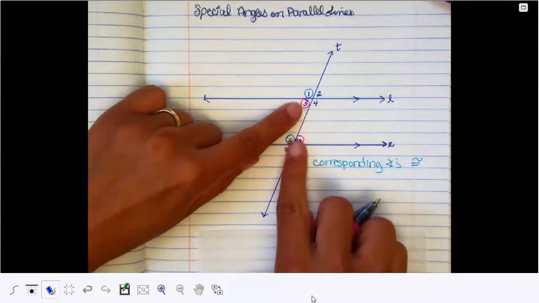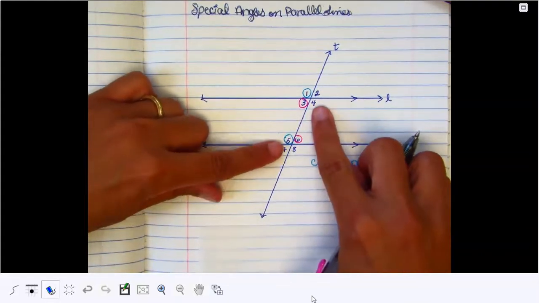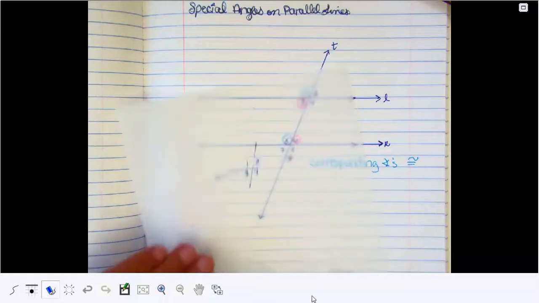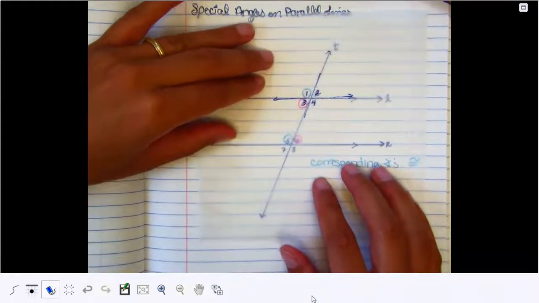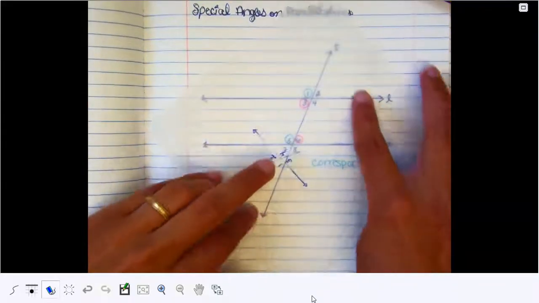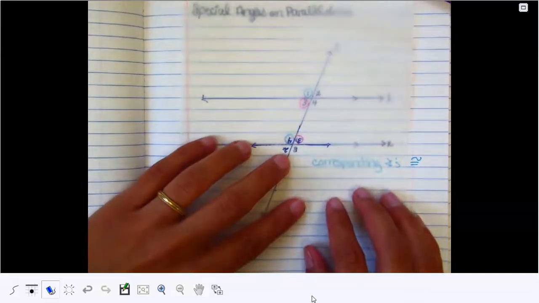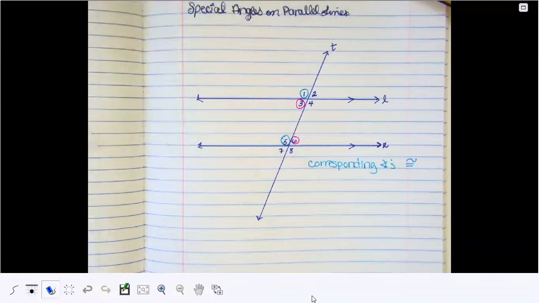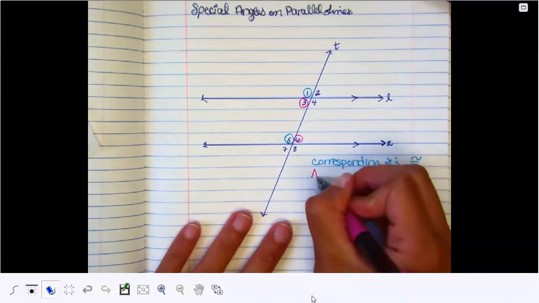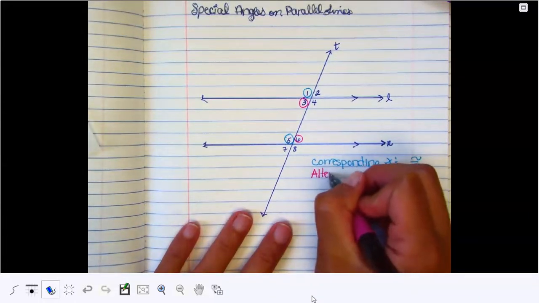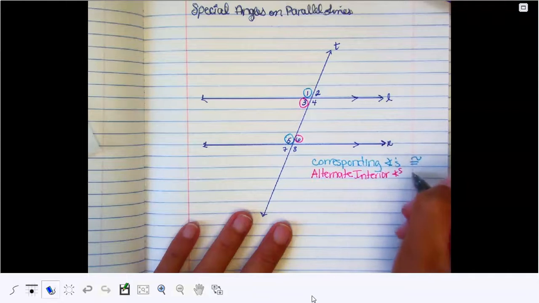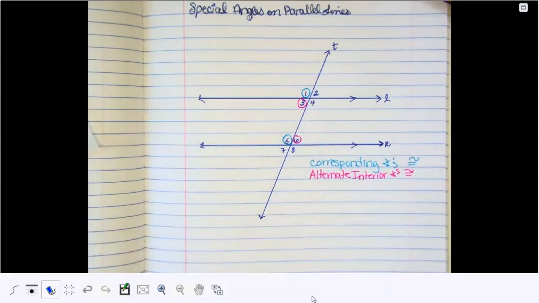Those are going to be alternate interior angles. 4 and 5 are also another pair of alternate interior angles. So let's see what's true about those. So 3, all right, let's match up 3 and see. And you can see that when I match up 3 and 6, those are also going to be congruent because they line up perfectly. So alternate interior angles are also congruent. Cool.